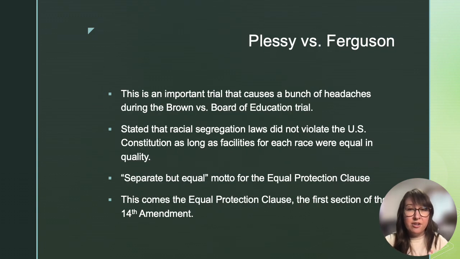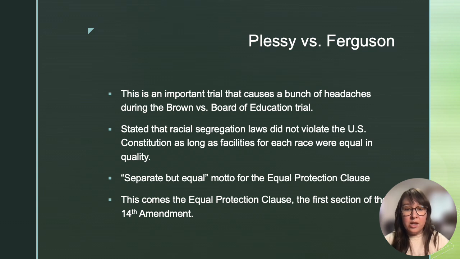So we'll start with Plessy versus Ferguson because this is really important, and they pulled from this case to help with the Brown versus Board of Education case. This trial held that racial segregation laws did not violate the U.S. Constitution as long as the facilities for each race's schools were equal in quality. When they said equal in quality, it meant equal teachers, equal curricula, equal facilities, and equal transportation for both the Black and the white students for both their school districts.